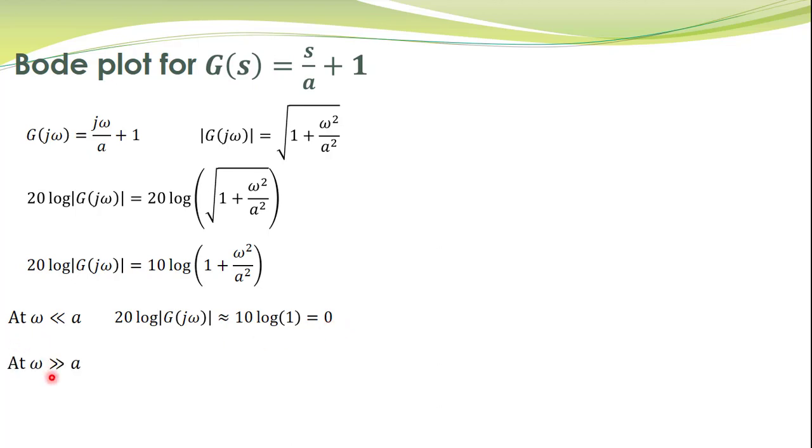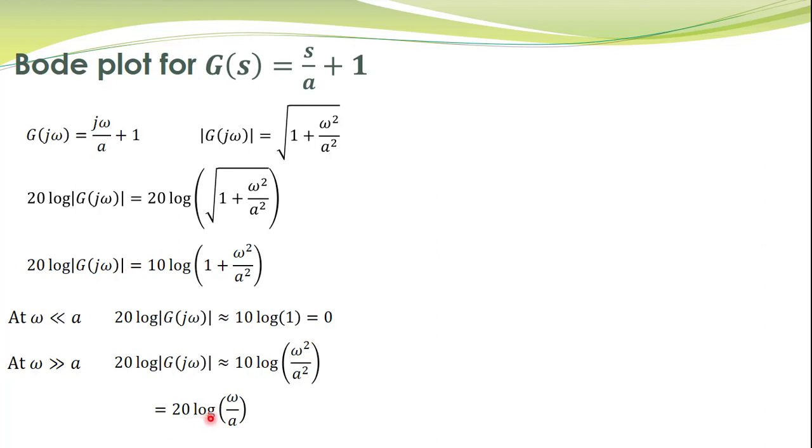And at higher frequencies, what is the situation? At higher frequencies, this omega over a will be larger than 1. Its square will be still larger than 1, and in that case we can ignore this term. This will be smaller compared to this term, so we can ignore it. So at higher frequencies, 20 log of this thing, that is 10 log of omega square over a square. We have simply ignored this one, and we can even take this square outside of this log.